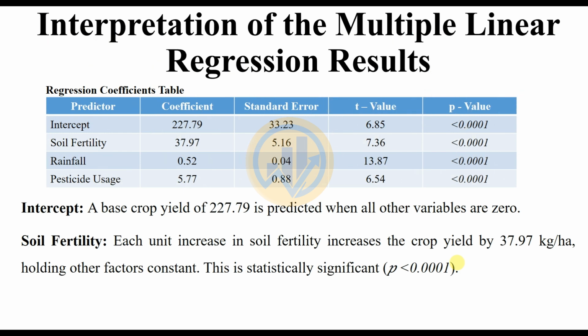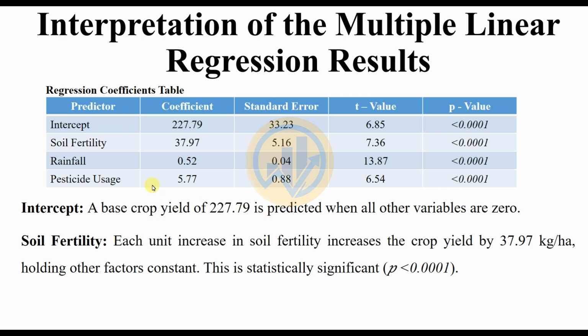The interpretation of the multiple linear regression results. First, the regression coefficients table. Predictors, coefficients, standard error, t-value, and p-value are presented in the regression coefficients table. Now the explanation by predictors. Intercept: a base crop yield of 227.79 is predicted when all variables are 0.